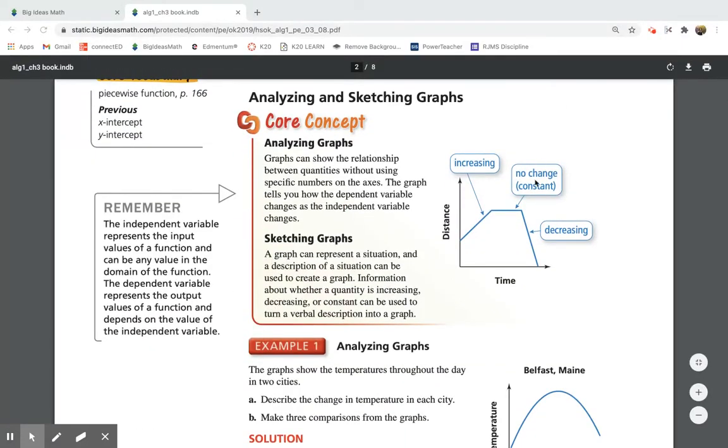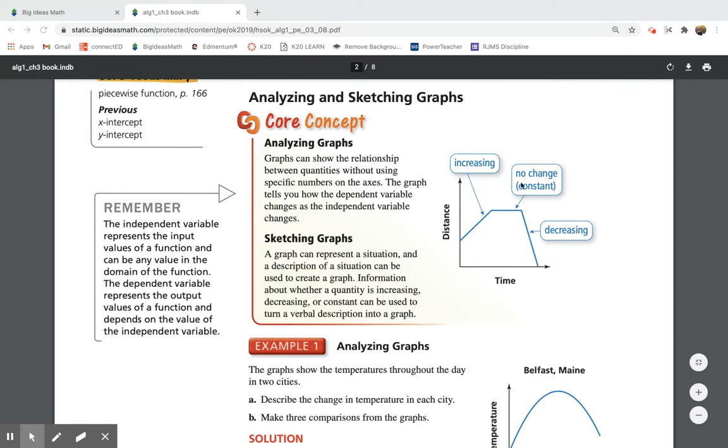If you want to draw this picture, you can. With this stuff, don't worry about these definitions, but you can draw this, okay? So we're looking at analyzing types of graphs and then sketching them. So graphs show the relationship between two quantities, so your y-axis and your x-axis, without using specific numbers on the axis. So the graph tells you how the dependent variable, which is your y, changes as the independent variable changes, your x. I'm sorry about that. Dependent is y, independent is x.